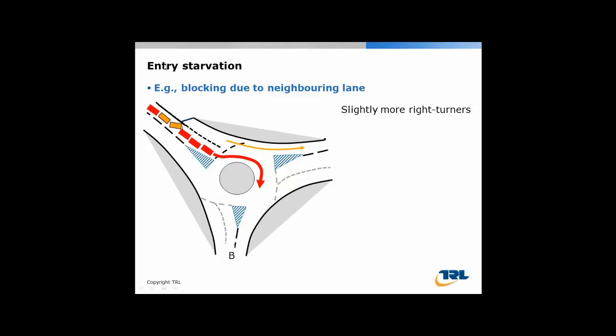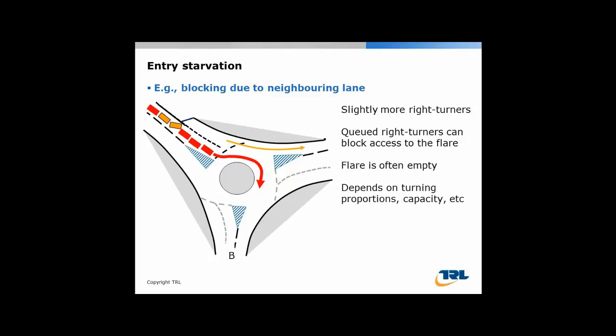So this is what we call entry starvation. It means although you've got a nice flare here, a lot of the time it's not actually able to be used. So again, you've got some wasted space and potentially some wasted capacity. Queued right turners block access to the flare, and the flare is often empty. Obviously it depends on the turning proportions, capacity, and other properties. And again, ARCADY may overestimate the capacity. Again, some of this was in the original research, but it's not explicitly taken out.